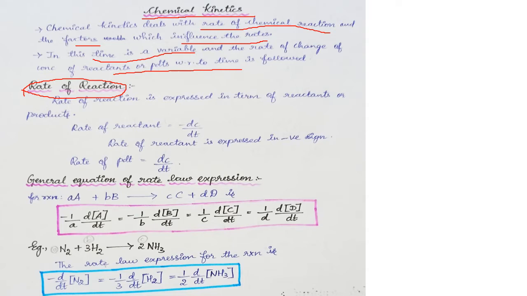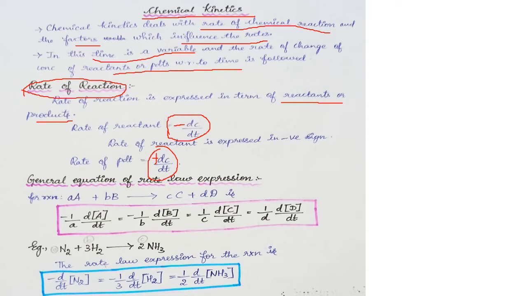Generally, rate of a reaction is expressed in terms of reactants or products. In terms of reactant, it is expressed by minus dC by dt. We include a negative sign in case of reactant, whereas in case of product, we represent it as dC by dt. So here we don't put any negative sign, just dC by dt.